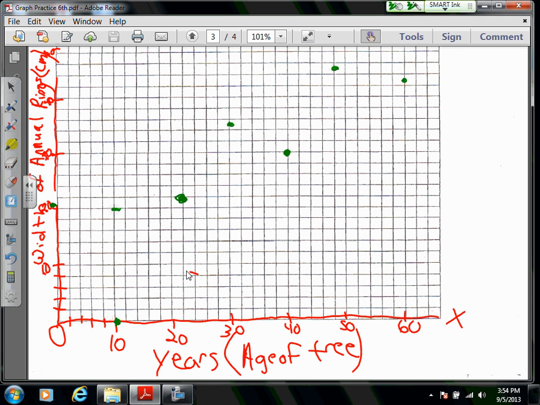Okay, so there are your points plotted. Next thing you need to do is connect your points. So we'll start at 10 years. Connect, connect, connect, connect, connect. So what you want to do is, since I used green, make a little key. I used green. I'm not sure if you can see the color, but I used this for Forest A.